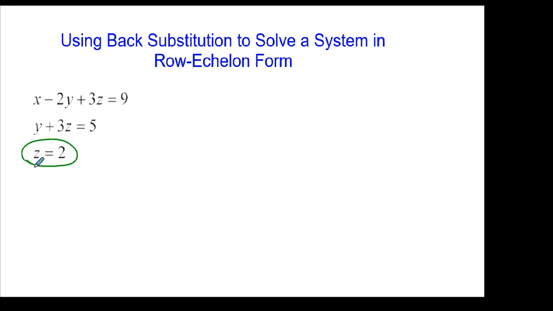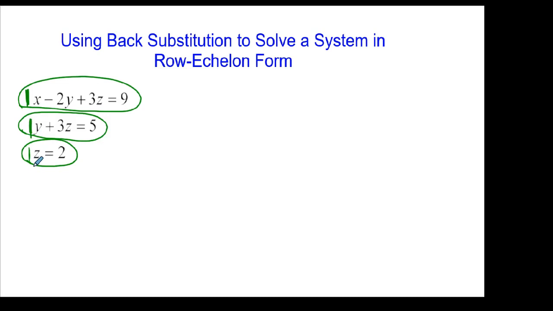Then you have an equation involving y and z, where this time the y has a coefficient of 1. And then your third equation has all 3 variables with the x having a coefficient of 1. So to be in row echelon form, you have a coefficient of 1 on the leading variable in that equation.